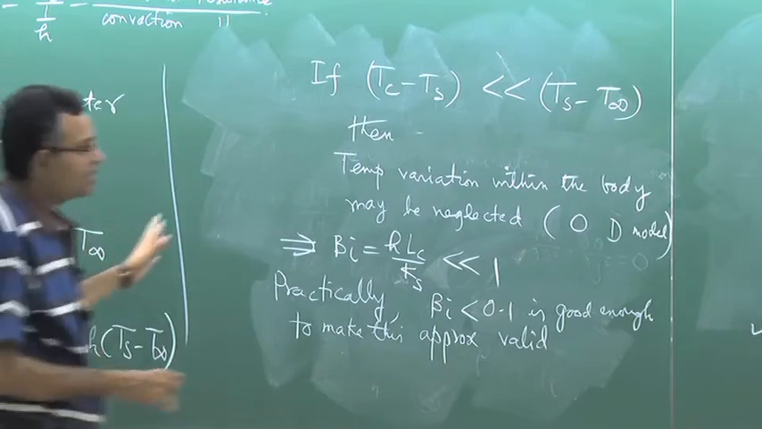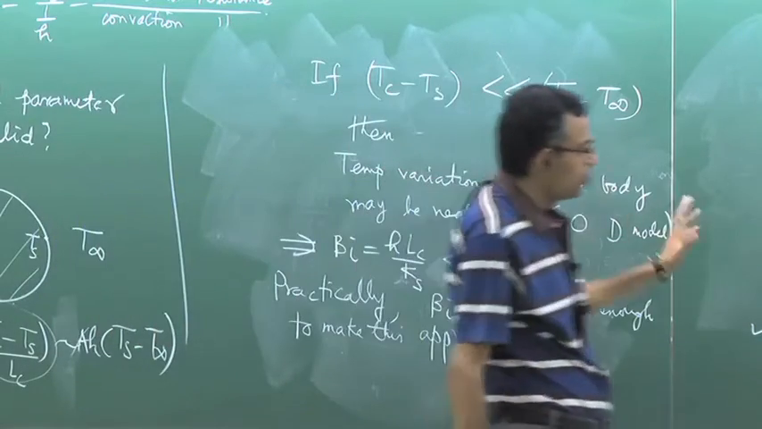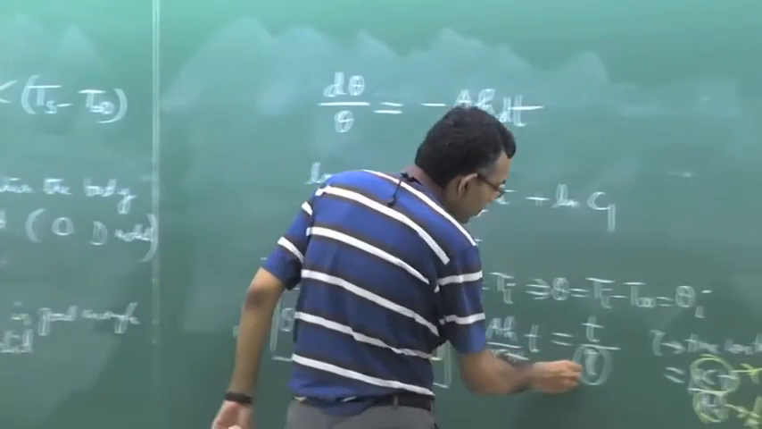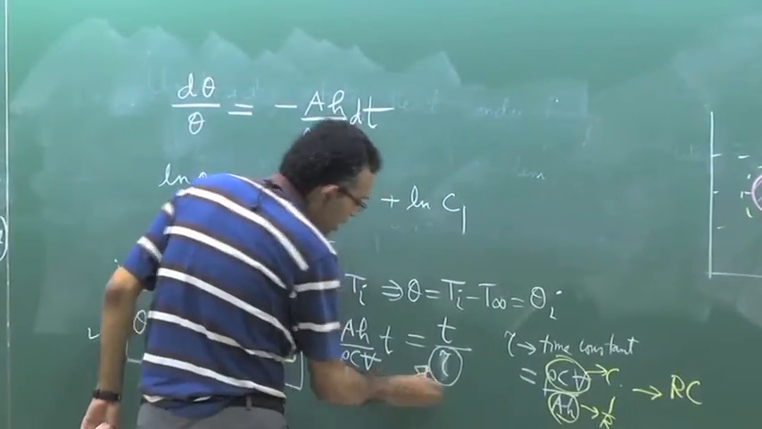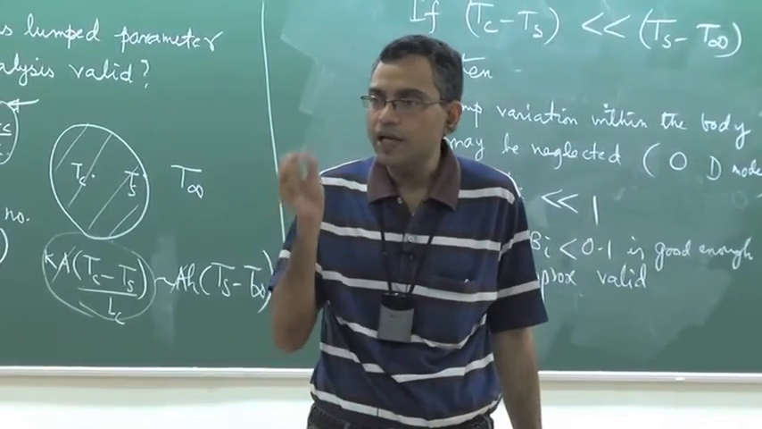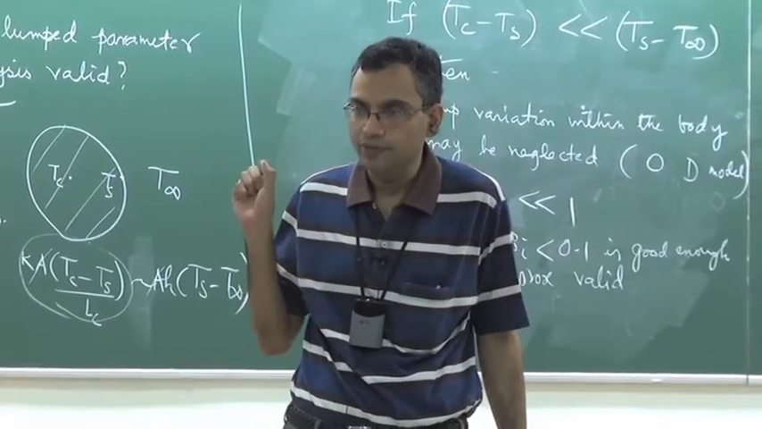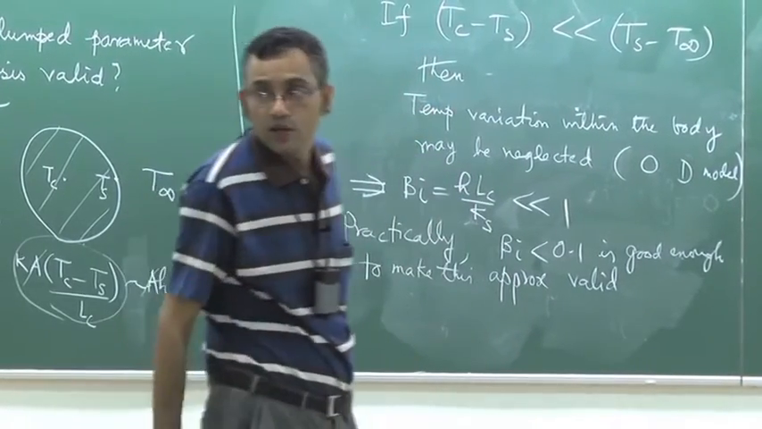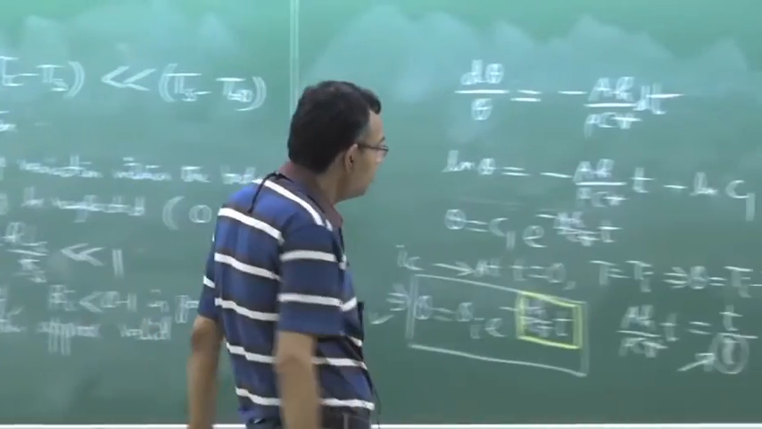So let us say that condition is true. Now what is the physical interpretation of the time constant? That is the first question that we would like to answer. Second question is, based on that physical interpretation, can we write it in terms of the Biot number? Okay. So now the first question.